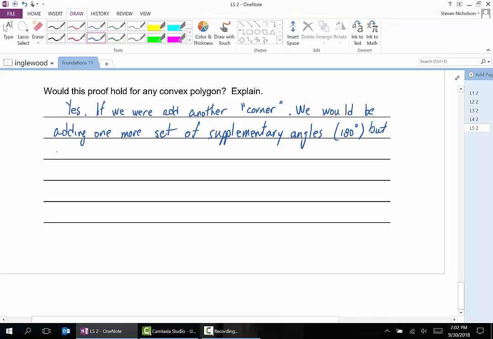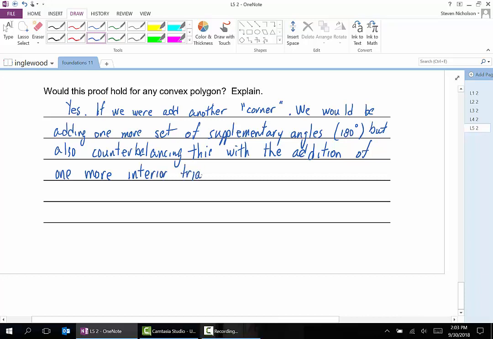But we would also, counterbalancing this, with the addition of one more interior triangle, if we're going to draw it, add that other 180 degrees. So again, when we add something, we take it away, and that would keep on going regardless of the number of sides.